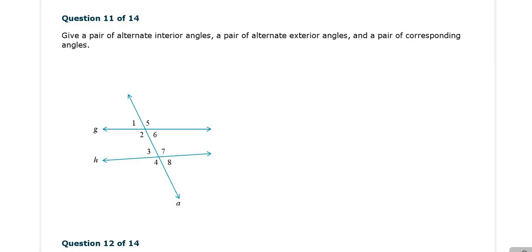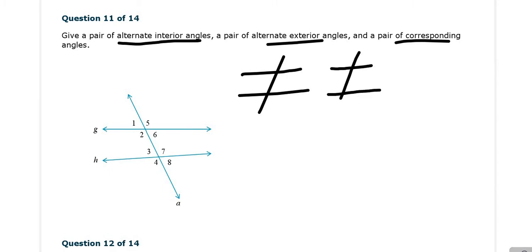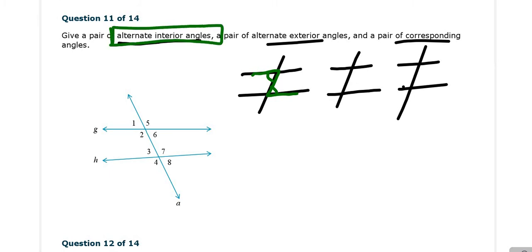Question number 11. It wants alternate interior angles, alternate exterior, corresponding. Let's give an example of each. So, alternate interior, opposite sides of the transversal between the lines. That would be alternate interior. Alternate exterior, opposite sides of the transversal outside of the lines. Corresponding, one's in, one's out, same side.